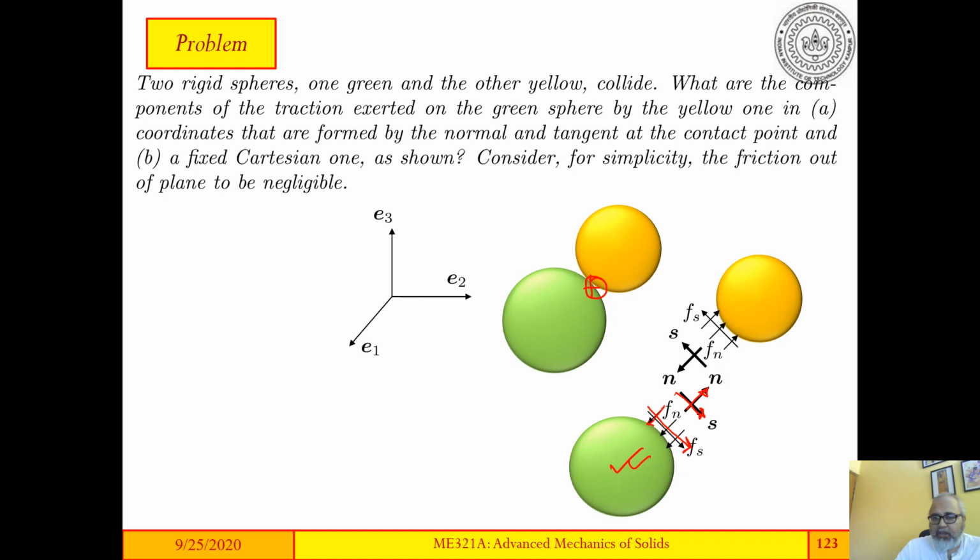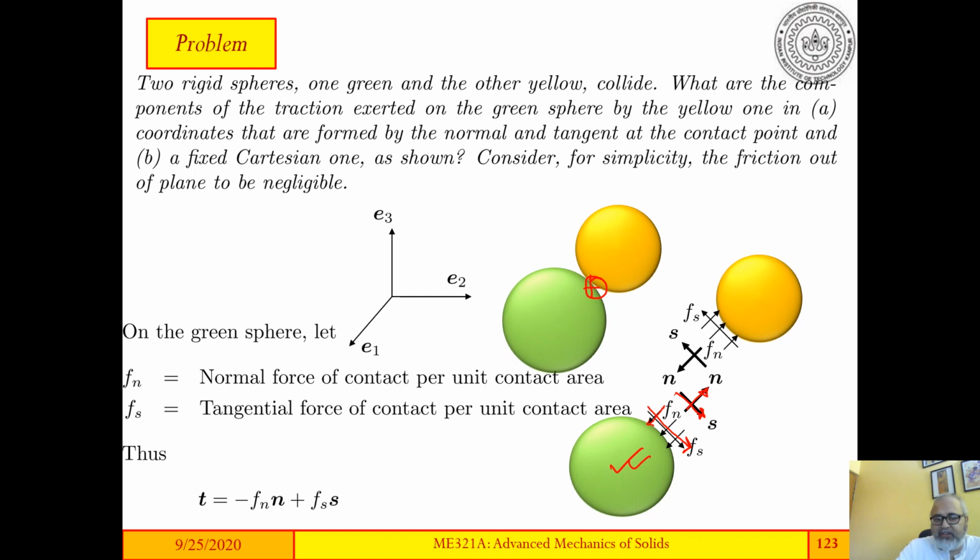of plane direction. Now, if you want to calculate the traction, let us assume that Fn is the normal force per unit area. Then the traction vector would be given by this. Okay. So in the ns coordinate system, the traction vector can be written like this.